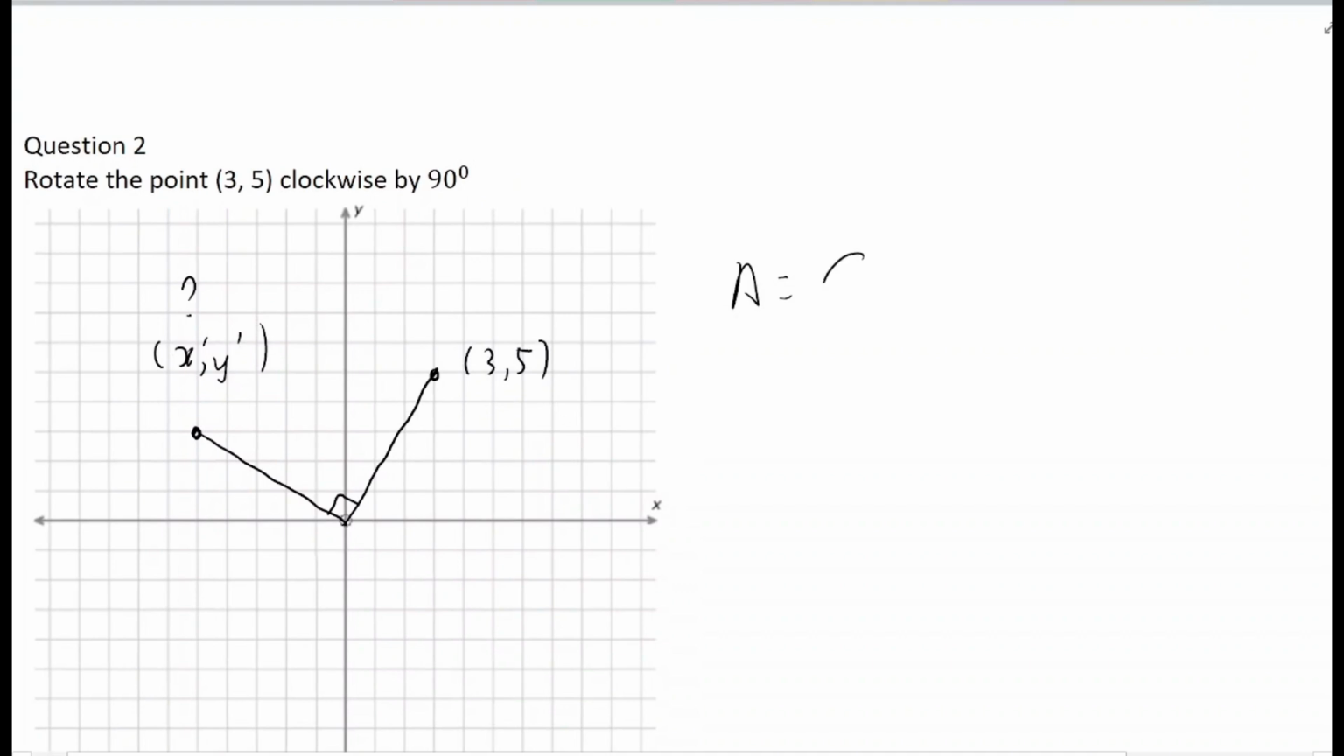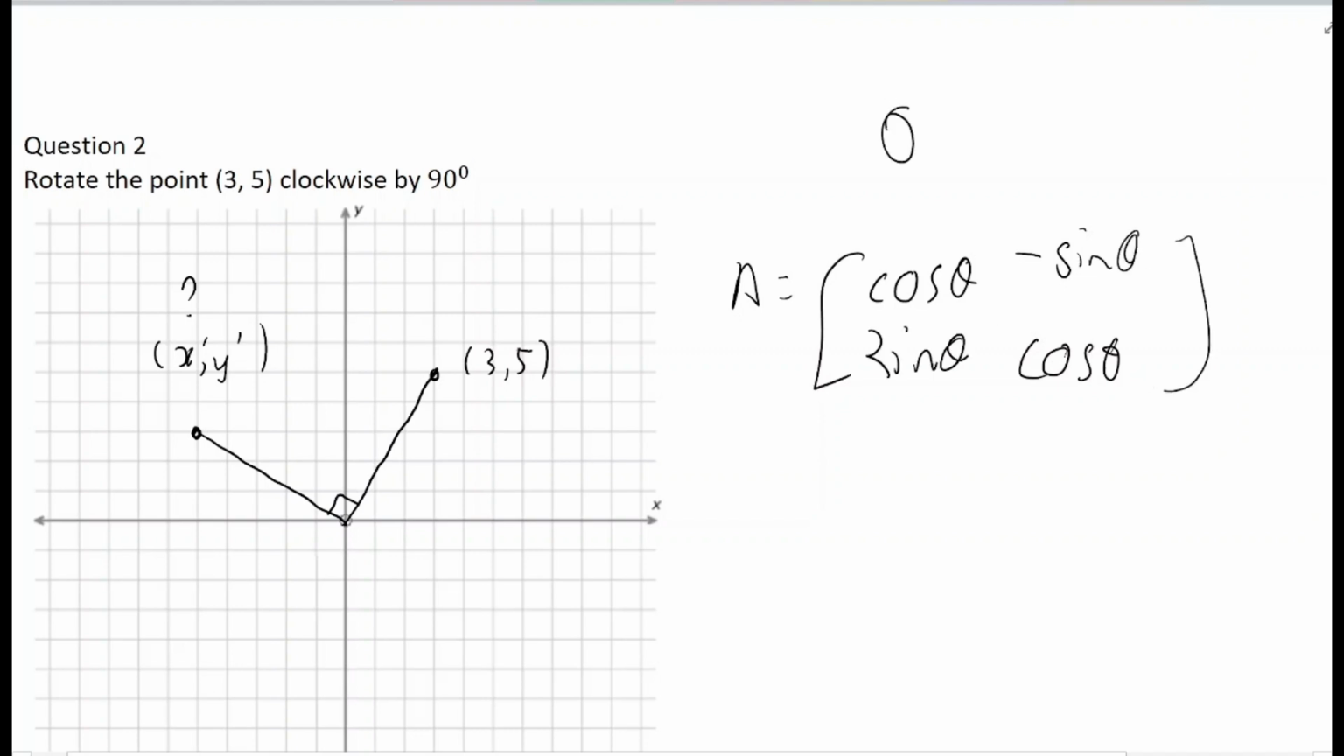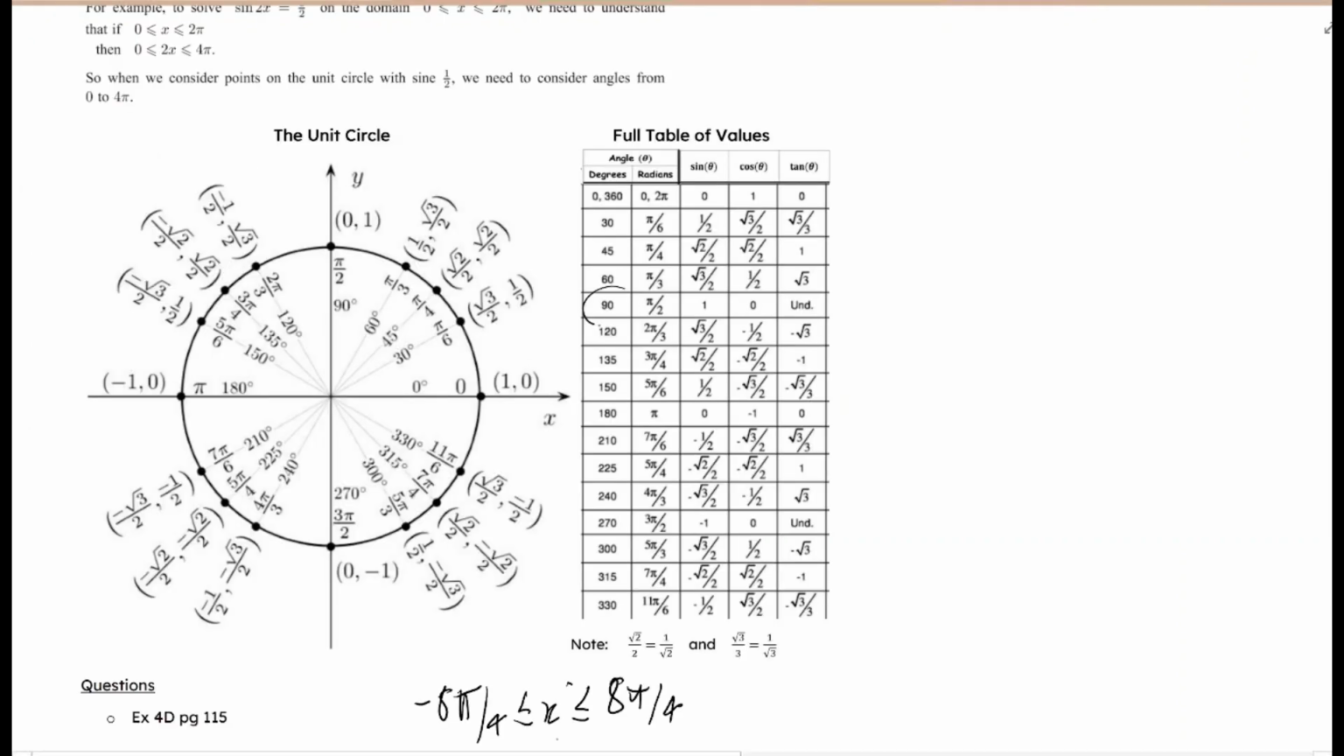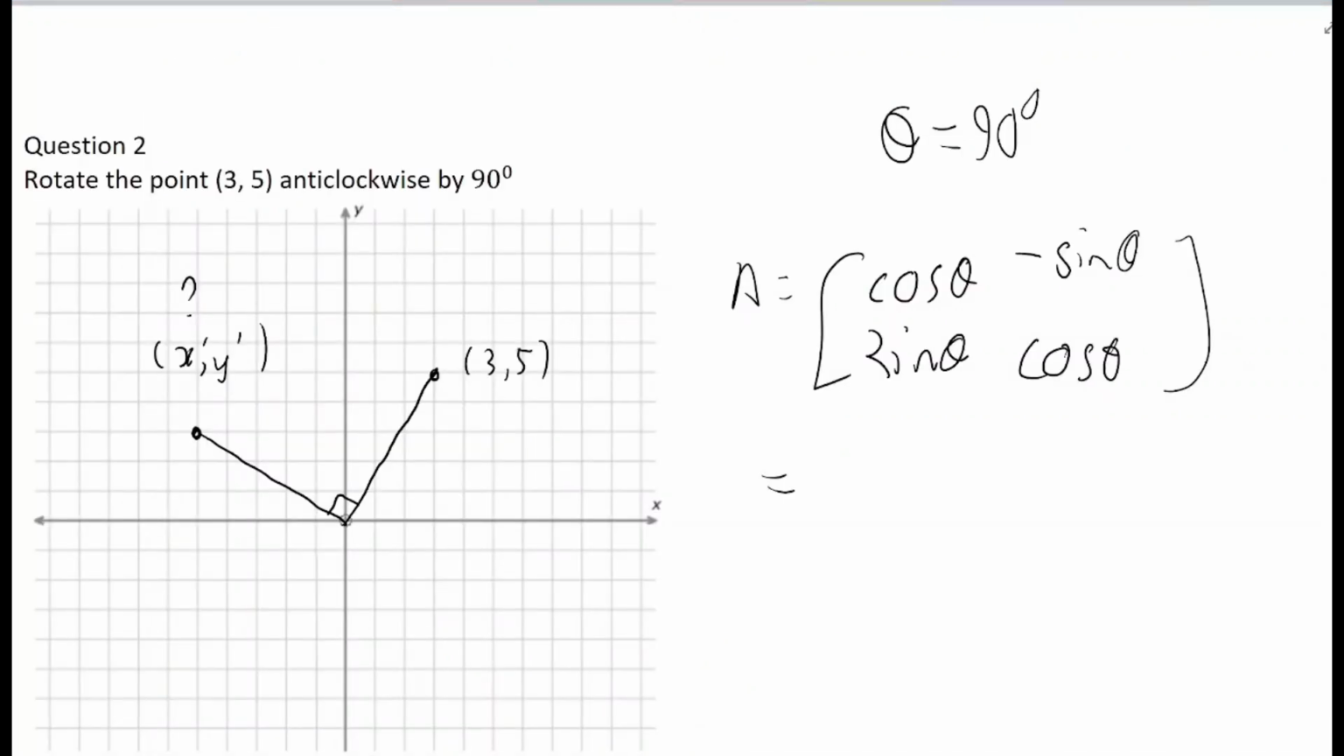Our rotation matrix again has to be cos of theta, minus sine of theta. And in this case, theta will be 90 degrees, and that should say anti-clockwise, because you always rotate anti-clockwise. So let's see what we're going to get. If we map out what 90 degrees is, then cos is 0 and sine is 1. So we'll use those values there. 0, -1, 1, 0 is going to be our rotation matrix A.